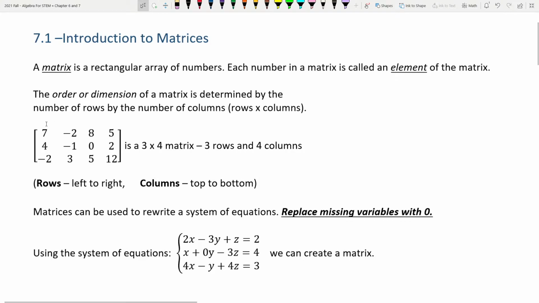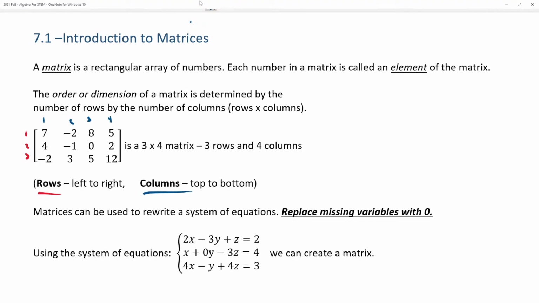Rows go left to right. So this is one row, 1, 2, 3, 4 elements in this row. This is another row, 1, 2, 3, 4 elements in that row. This is another row, 1, 2, 3, 4 elements in that row. So the rows go 1, 2, and 3. There's 3 rows, and then there are 4 columns: 1, 2, 3, and 4. That's the 4th column right there.